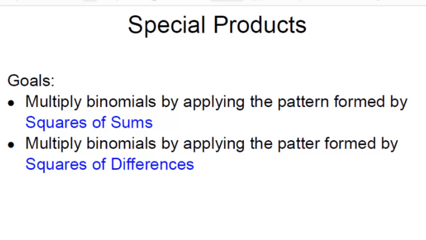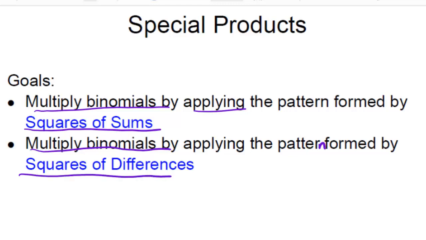So the first goal here is to multiply binomials by applying the pattern formed by squaring of sums, so squares of sums. And the second one is multiplying binomials by applying the pattern formed by squares of differences. So in other words, we're going to end up with perfect squares.